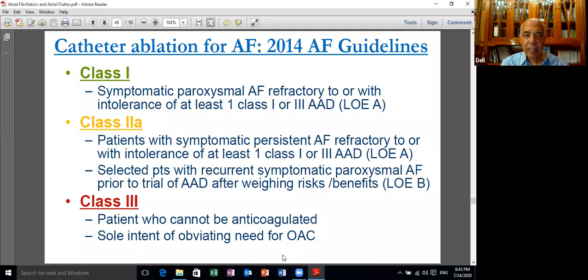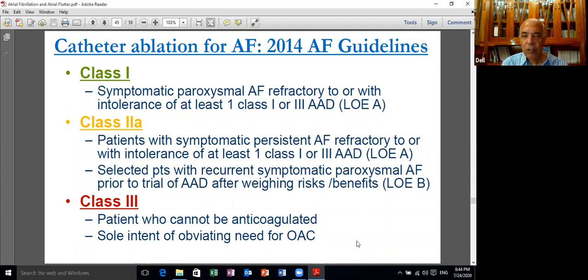So the guidelines say that the class 1 indication for catheter ablation is symptomatic paroxysmal atrial fibrillation that is refractory to or intolerant to class 1 or class 3 antiarrhythmic drugs, at least one. If the patient is having persistent atrial fibrillation and is still symptomatic and defying antiarrhythmic drugs, it's class 2A. Symptomatic paroxysmal atrial fibrillation without an antiarrhythmic trial is still class 2A, so trying ablation as the first procedure can be accepted.